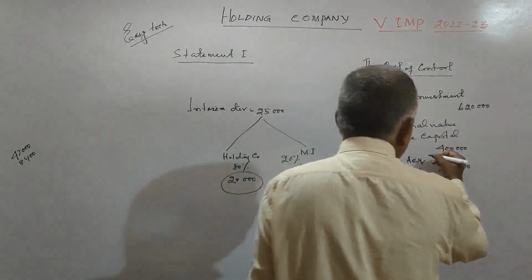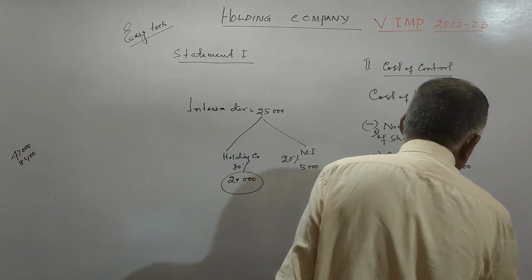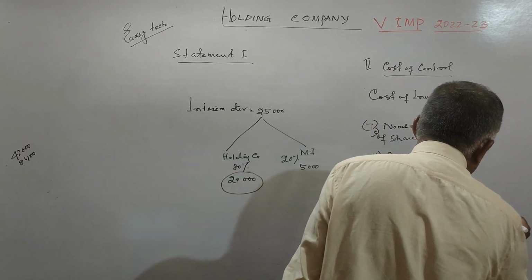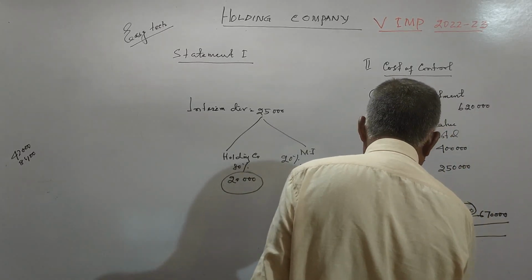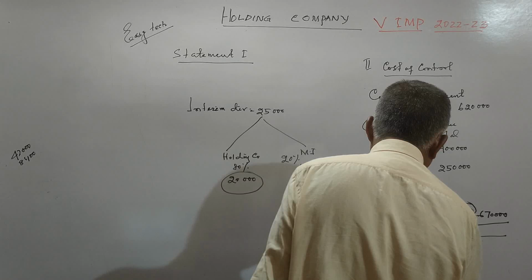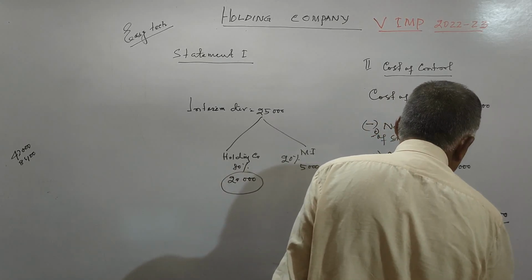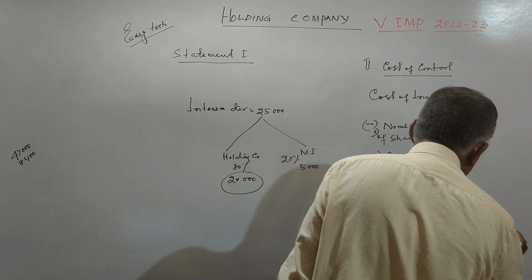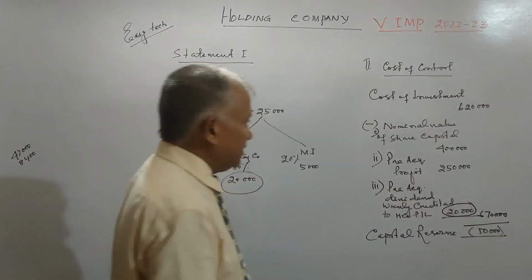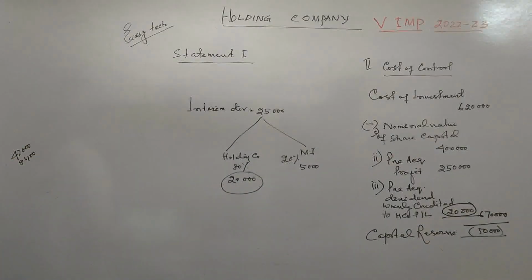Now it comes to 6,70,000, and if we deduct 6,70,000, the capital reserve is a negative balance, capital reserve 50,000. So capital reserve is 50,000 that will come in the balance sheet liability side.